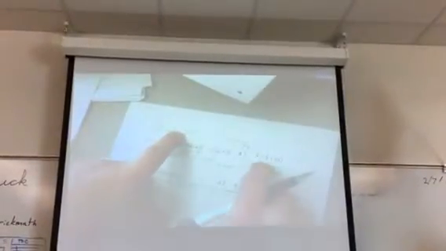F of 3 means I'm going to take f of 3. Negative 4 times 3 is negative 12, plus 5 is negative 7. So then I'm going to put a negative 7 back into f. Again, negative 7 times negative 4 is a positive 28, plus 5 is 33.